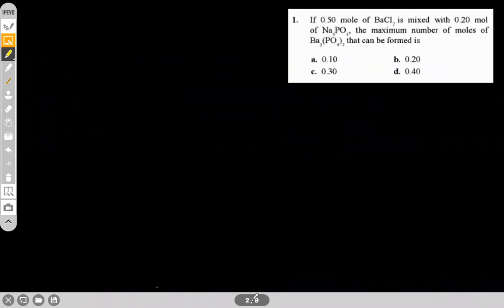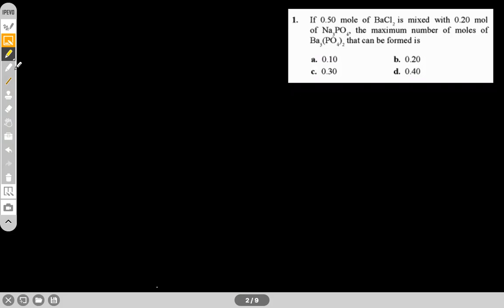The next question is: 0.50 mole of BaCl2 is mixed with 0.20 mole of Na3PO4 and this forms a precipitate.